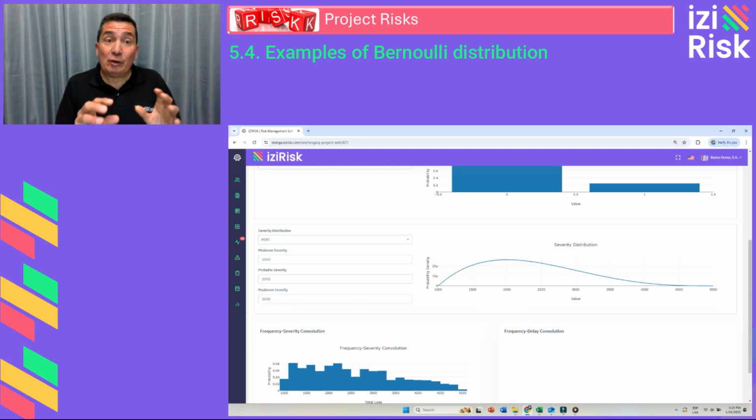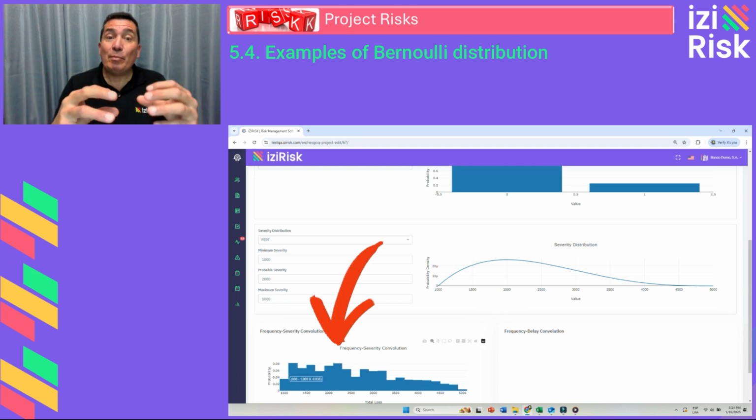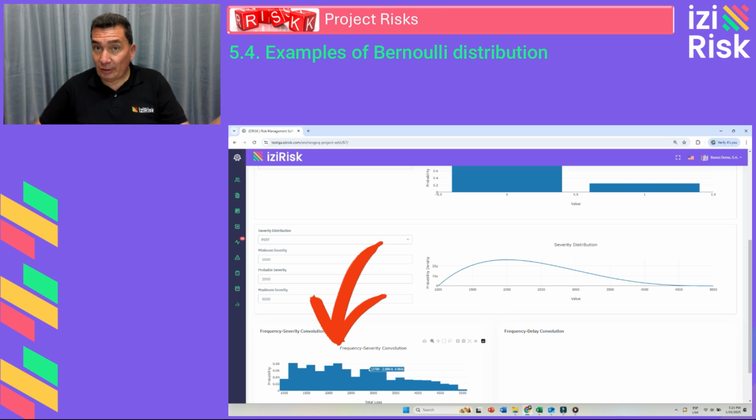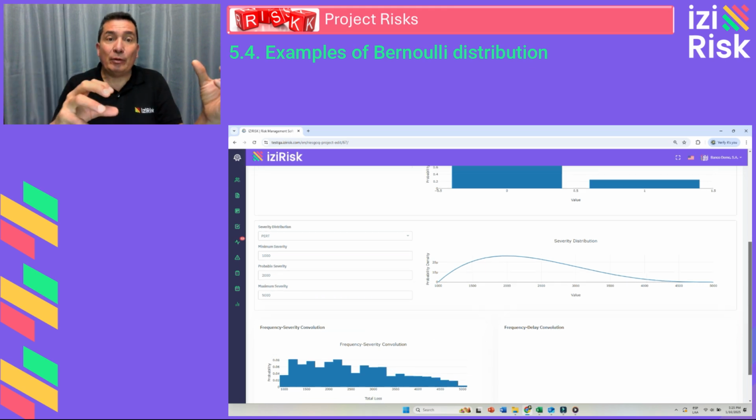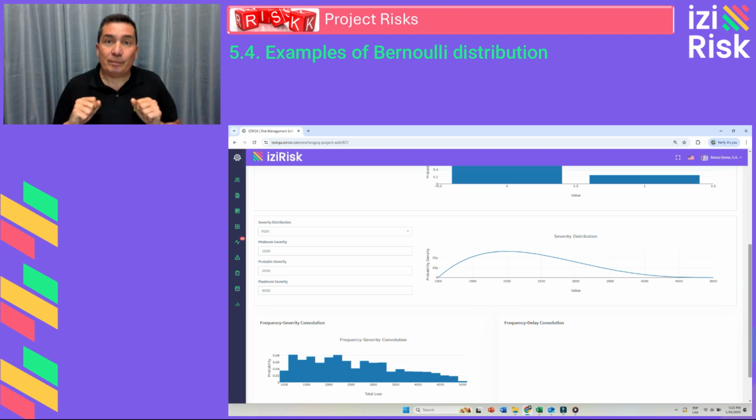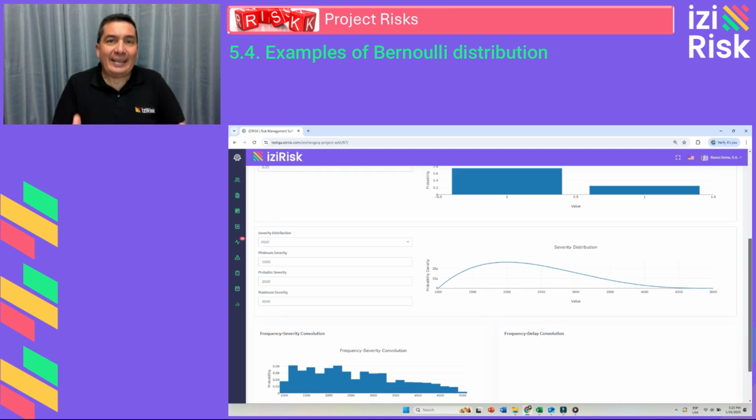The risk application has the ability to combine both the frequency component using the Bernoulli distribution and the impact or severity component using the PERT distribution. This way, it creates a convolved distribution of how this risk would appear once we run it within the simulation.